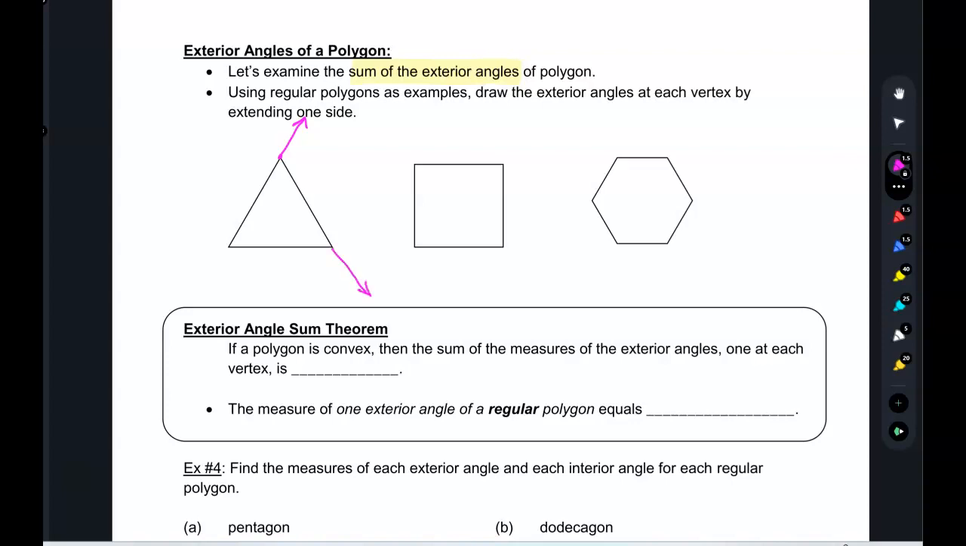Wait, why are we extending? Because we want one exterior angle at each vertex. So we want to draw the exterior angles at each vertex.